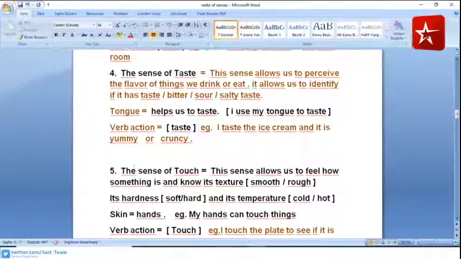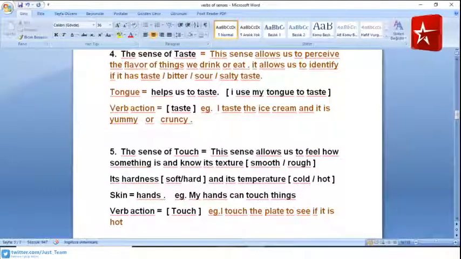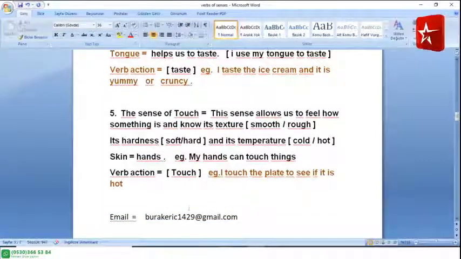All right? And let's go to our last, fifth sense for today, and it is the sense of touch. Now guys, remember, this sense allows us to feel how something is and to know its texture, for example smooth or rough, its hardness, soft or hard, and its temperature, cold or hot. And now remember, a sense of touch.